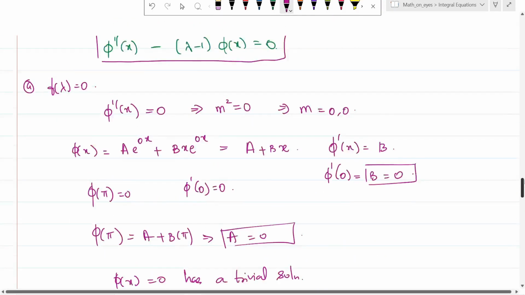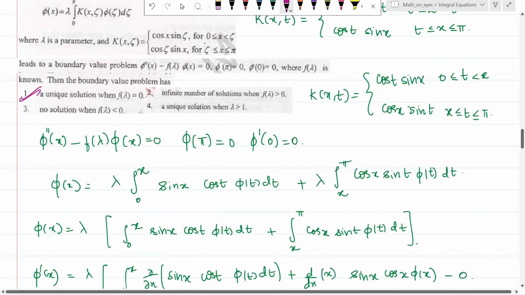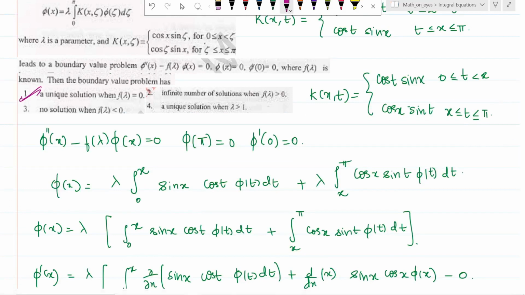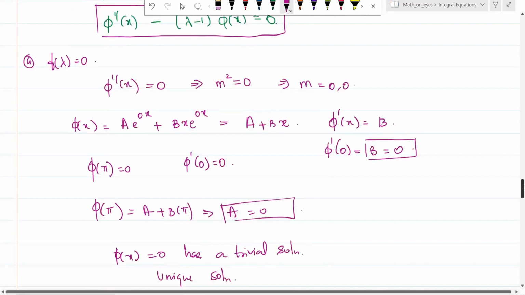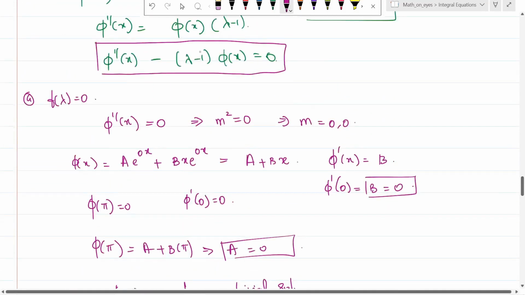We will see the options here. In the option, it is given an infinite number of solutions when f of lambda is greater than 0. So this must be false, this is not true. Next, no solution when f of lambda is less than 0. Let us check what happens when f of lambda is less than 0 in this question.